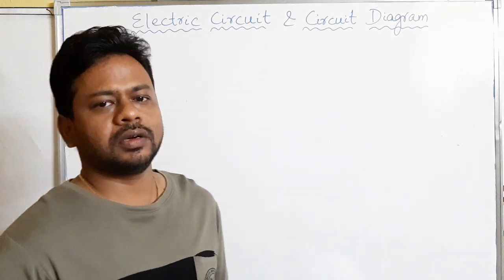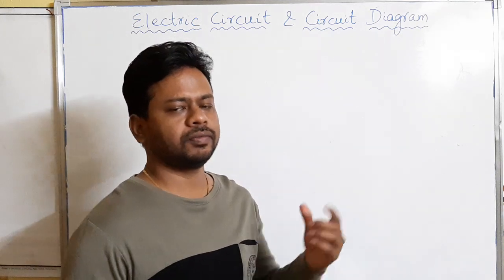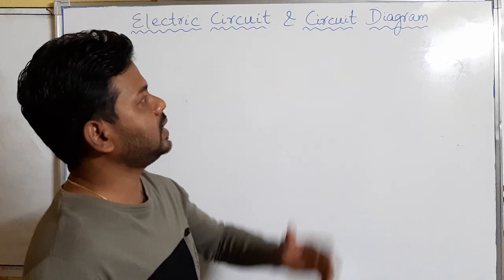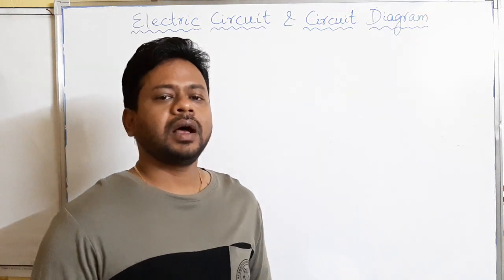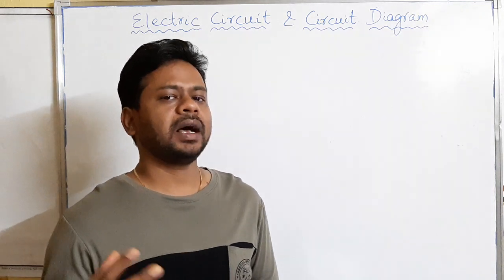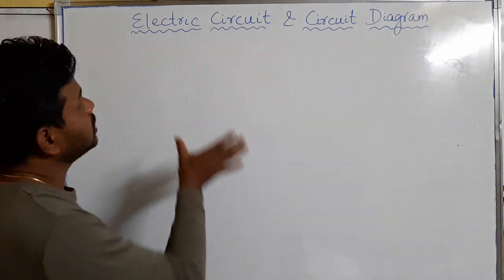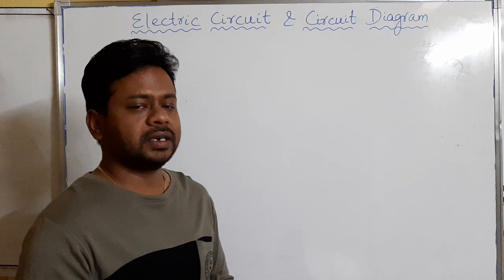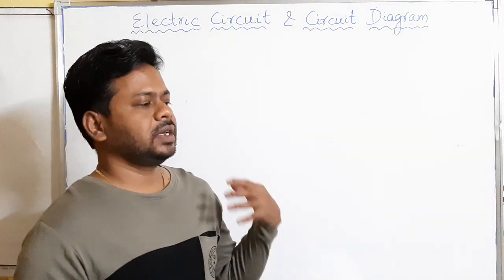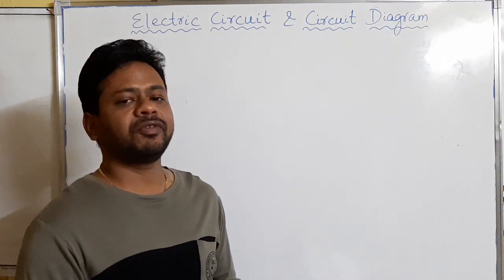Hello students, today we'll discuss two important things of chapter electricity. First one, the electric circuit and circuit diagram, and second, how can we find out the least count in ammeter, voltmeter and other electrical instruments. So first of all, we'll discuss what is an electric circuit. Student, electric circuit is a continuous path along which the current flows.